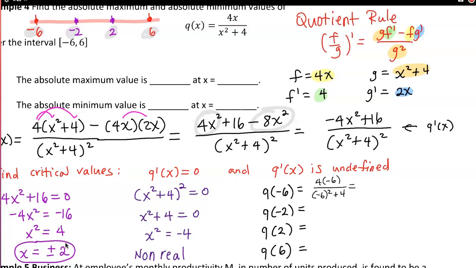Next one, if I plug in negative 2, I will get 4 times negative 2 divided by negative 2 squared plus 4. I'm going to have to change the notes next year so that my next semester students have more room. We are sacrificing. All right, next one. 4 times 2 divided by 2 squared plus 4. Now just set up one more thing, okay? Lastly, 4 times 6 divided by 6 squared plus 4.